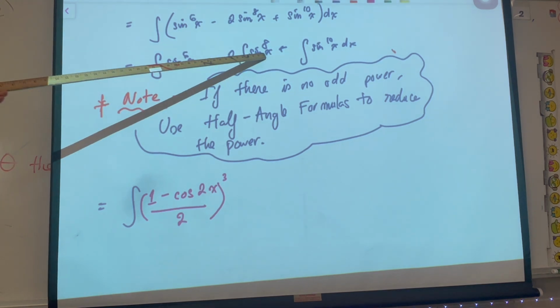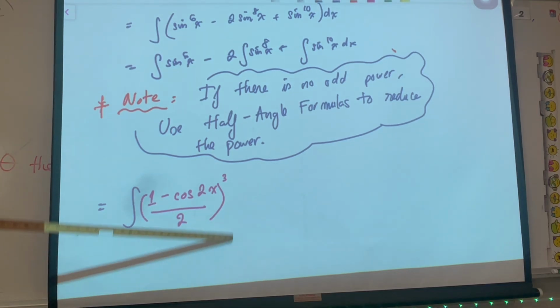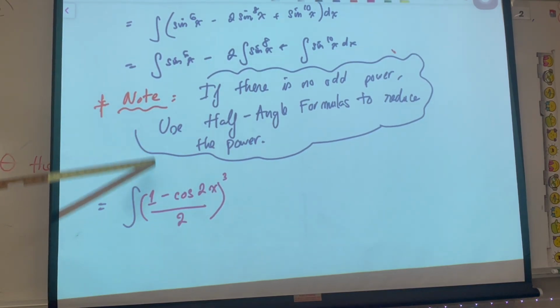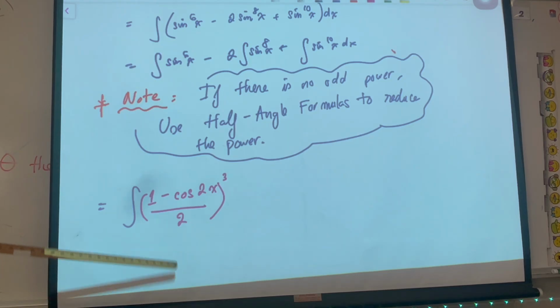Give me the middle one and the third one, and then I'll leave this one for you. Okay, figure it out. We need to move on. You know how to do this?